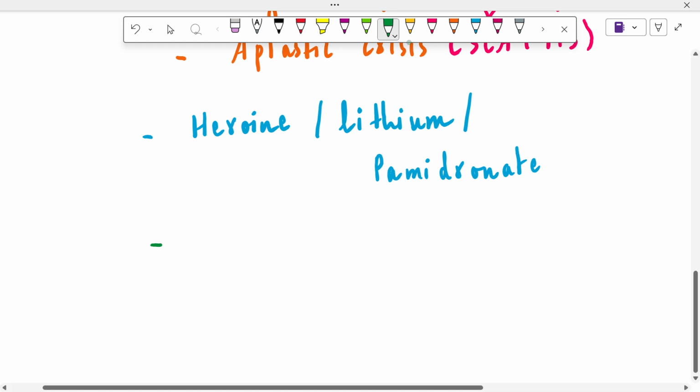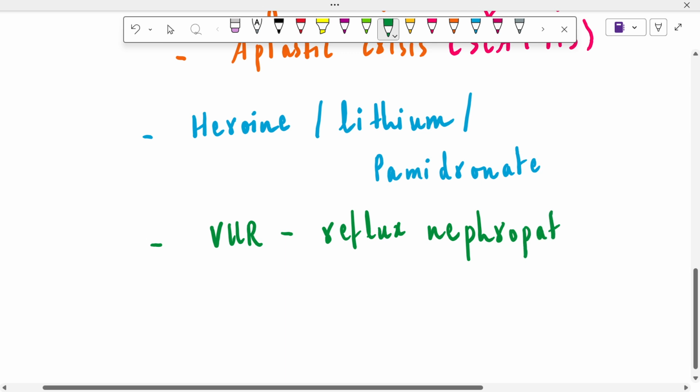The next disease is known as vesico-ureteral reflux disease, which we can also call reflux nephropathy. Reflux nephropathy is also included in the secondary causes. Second, one of the most important hereditary conditions is known as Alport syndrome.